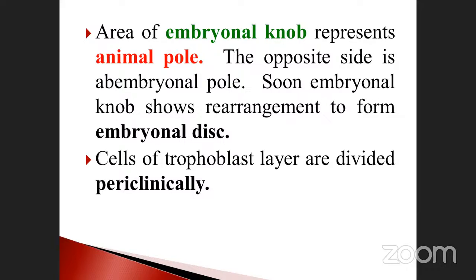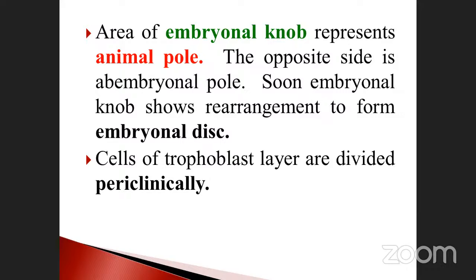The embryonal knob shows a rearrangement to form an embryonal disc. This is also another part. Cells of the trophoblast layer are divided periclinally. What is periclinal? An outer-side division, from inner to outer. Already you know this very well, periclinally.